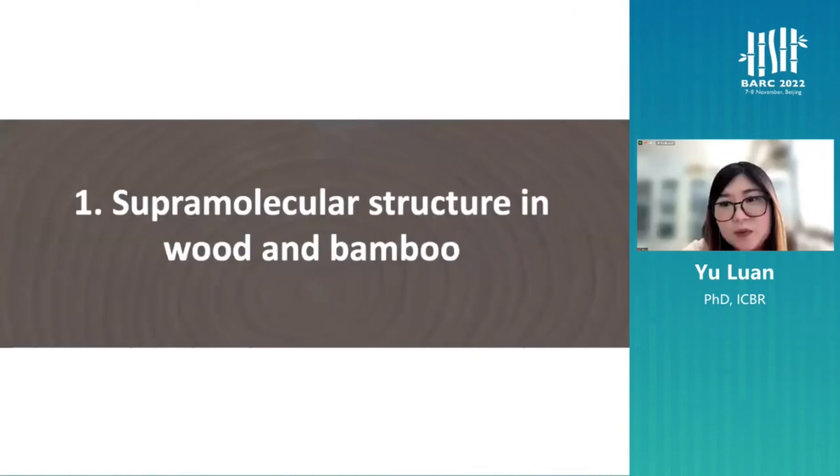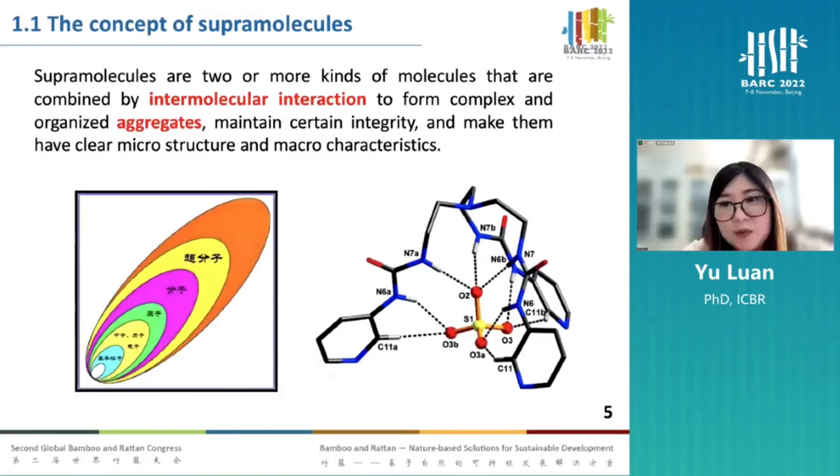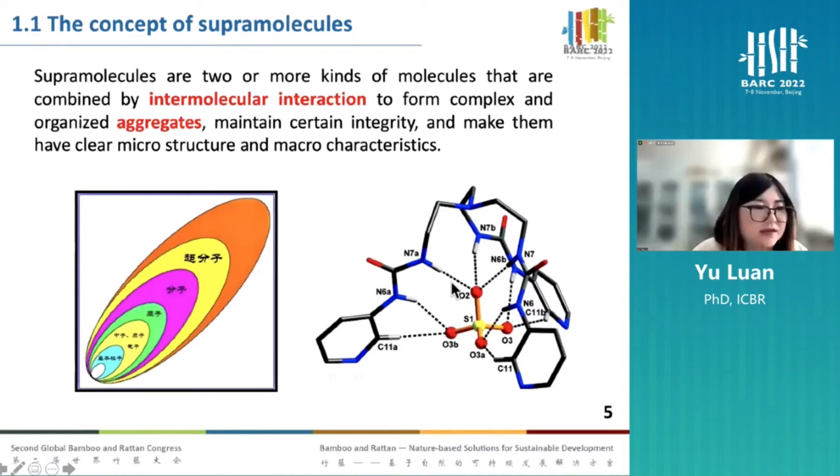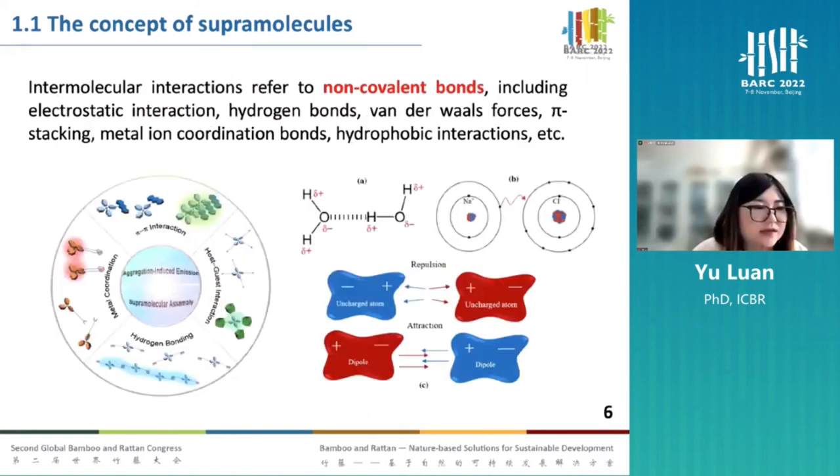Firstly, let me talk about the supramolecular structure. First, the concept of supramolecules: two or more kinds of molecules are combined by intermolecular interaction to form complex and organized aggregates, maintaining certain integrity and giving them a clear microstructure and macro characteristics. Intermolecular interactions refer to non-covalent bonds, including electrostatic interaction, hydrogen bonds, van der Waals forces, metal ion coordination bonds, hydrophobic interactions, etc. Through the non-covalent bonds, it can achieve a stable structure and resist the response to the outside.